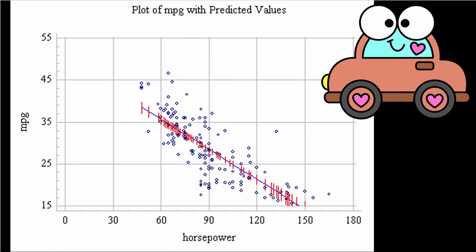For example, if we're talking about the horsepower versus the miles per gallon, there's no such thing as a car having 0 horsepower. That's not part of our range. So our y-intercept cannot be used to interpret values for 0.